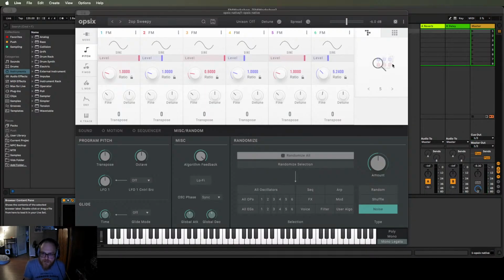and yeah, this is just using the most simple algorithms. They're the easiest to wrap your head around. You already know how to use them. That's why we're starting with them. They are just like stacking oscillators in a subtractive synth.